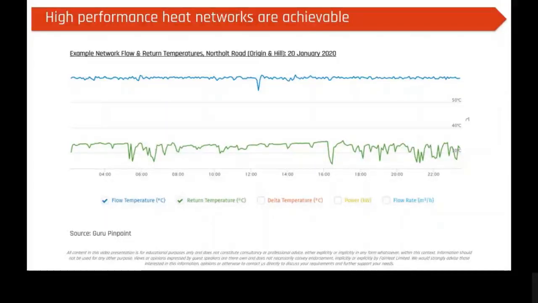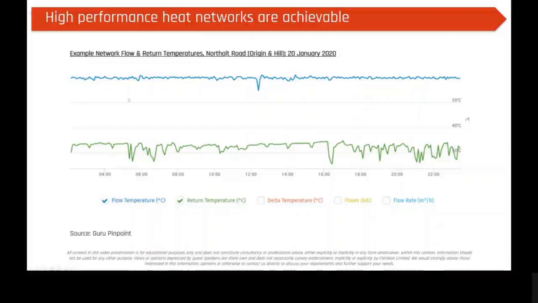This is a scheme that's been through our full design specification and quality assurance process. It's a joint venture between Origin Housing Association and Hill Residential. So it's the North Holt Road project, a residential system in London. And this is the flow and return temperatures from this heat network on day one of operation, basically just before handover, after the commissioning was complete.